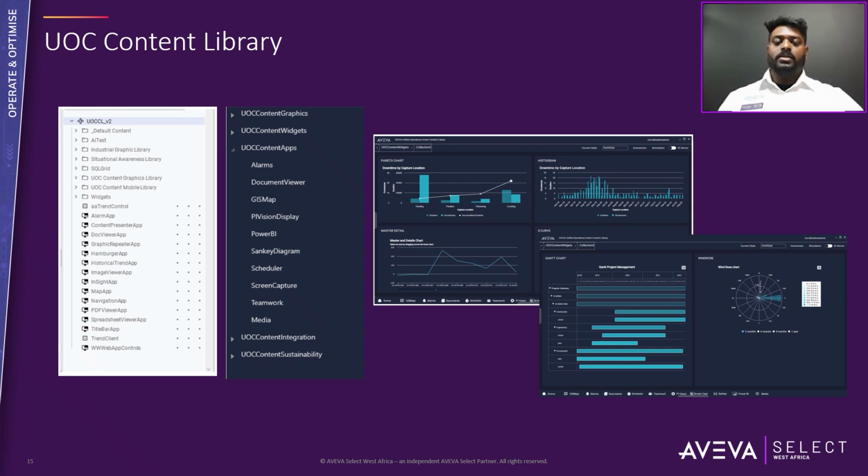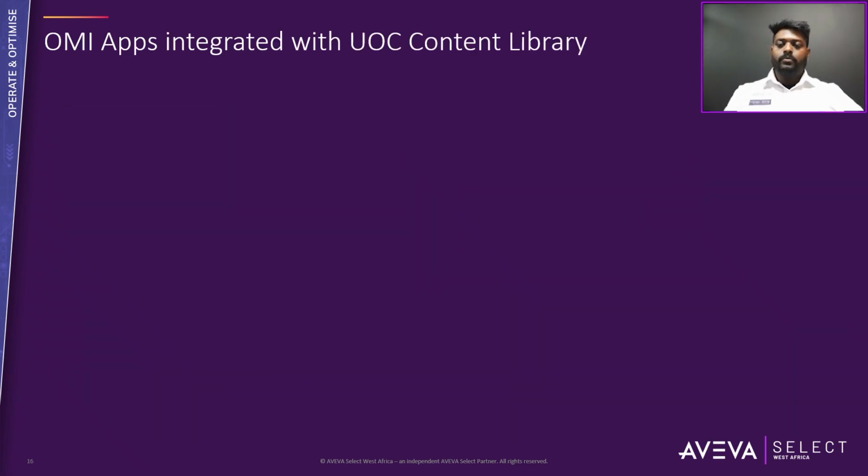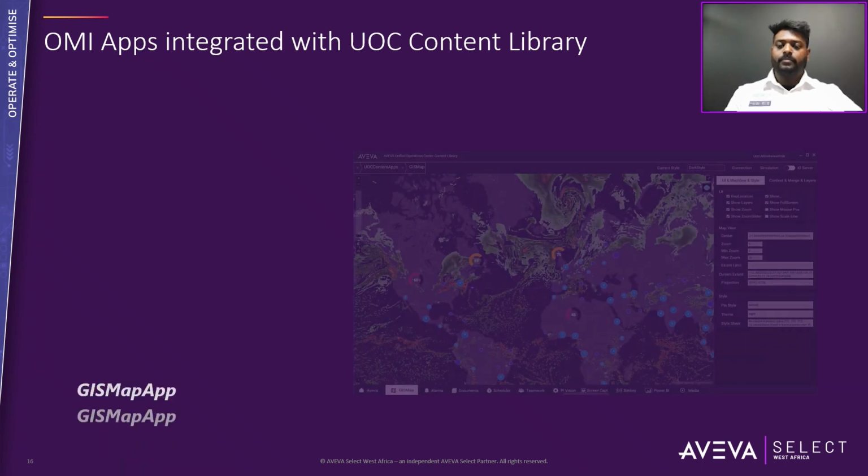The Sustainability Dashboard provides an overview of resource usage, energy consumption, carbon emissions, and sustainability index in an organizational unit or across regions. Users can extend the UOC Content Library by integrating it with different additional software applications to collect, validate, and publish information for monitoring and analysis. Let's look at some of the AVEVA products that are integrated with the UOC Content Library.